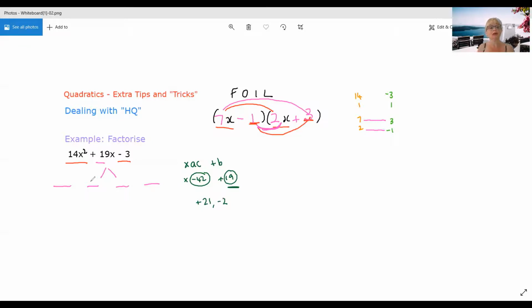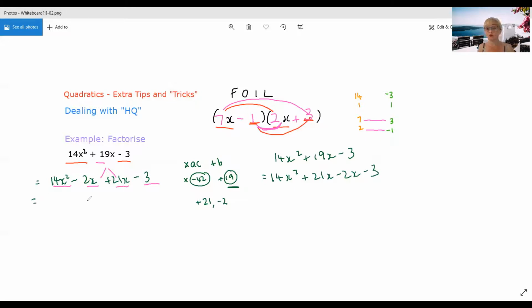Now, it does not matter whether we go 14x squared plus 2x, minus 2x plus our 21x minus 3 and do it that way, or I'm going to do it the other way over here as well, just to prove that it will work either way. So we could split it up and write it in the different order. So plus 21x minus 2x minus 3. I'll just show you both ways.